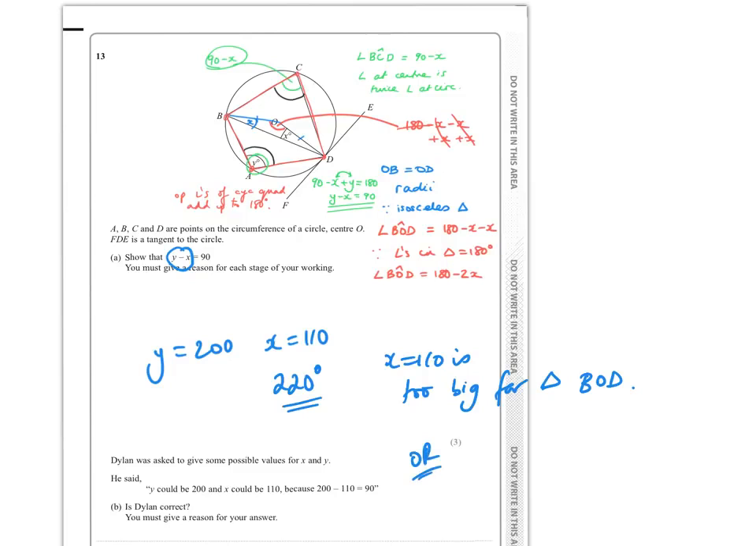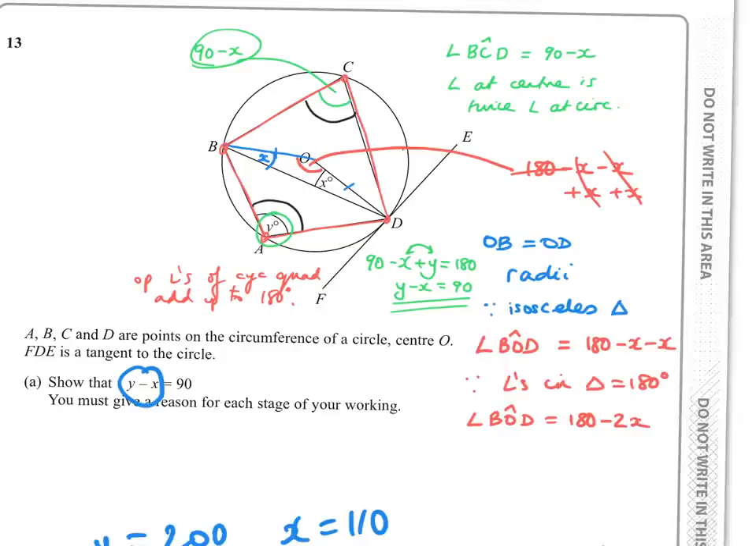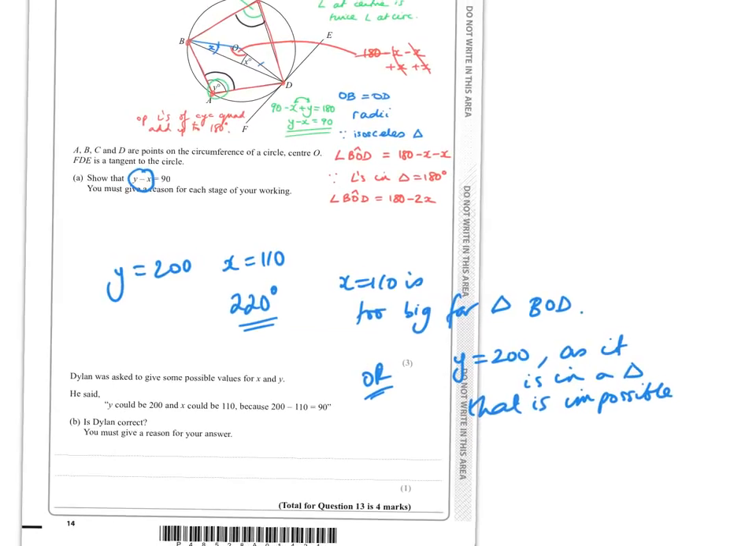Or you could say something like y equals 200. Well, as it is in a triangle, that is impossible. And I'll just zoom in a little bit. If you look here, you can see that it's in triangle BAD, isn't it? There's y, it's in triangle BAD. So we'll just put that down there as a little aside, i.e. triangle BAD. So something along those lines would do.